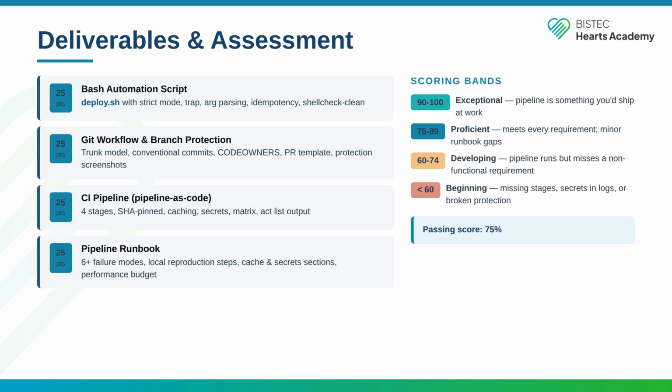The third is the pipeline file itself along with evidence that it runs, such as the ACT list output or a pipeline execution graph. The fourth is the operations runbook covering failure modes, local reproduction steps, cache and secrets documentation, and a performance budget with recent measurements. Passing score is 75%. Exceptional work, scoring 90 or above, means a pipeline you'd actually submit in a pull request at a real company.